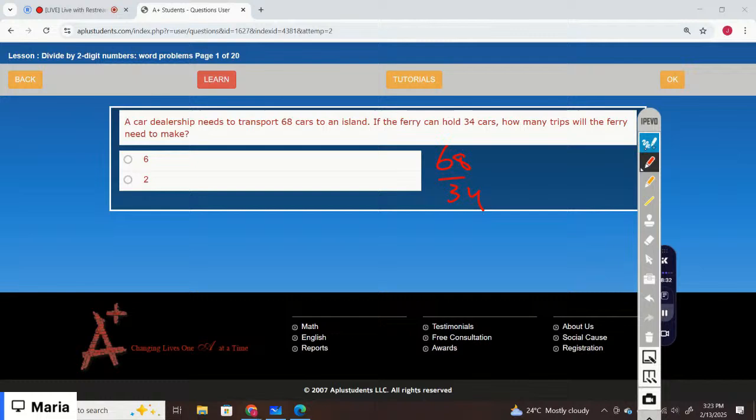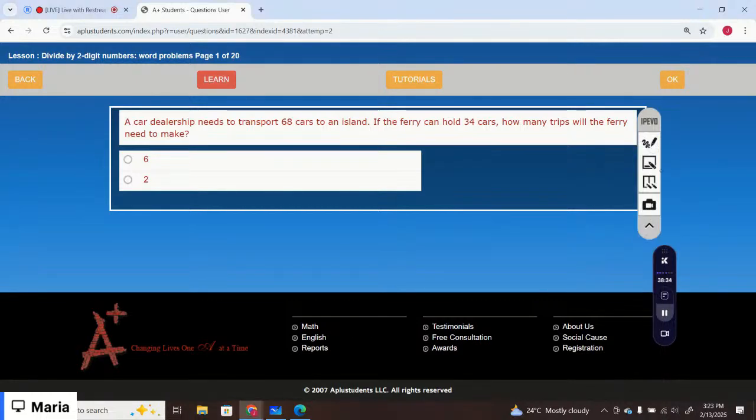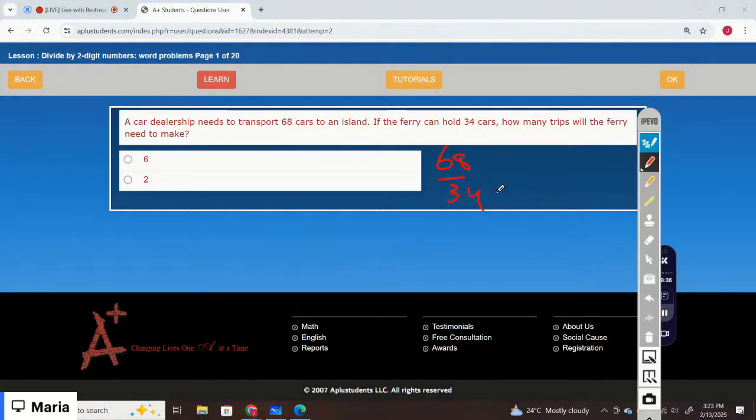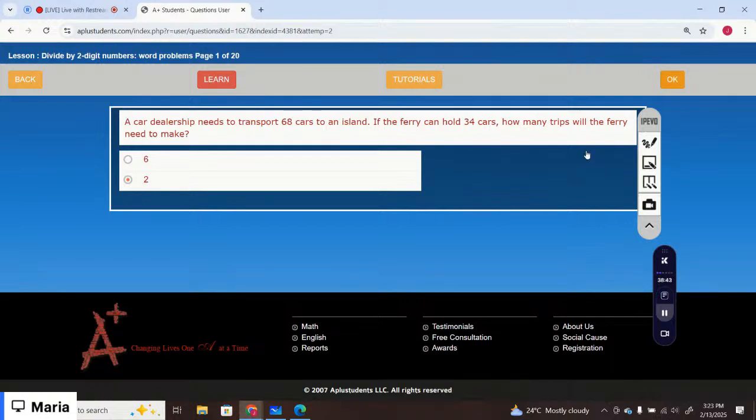So 34, you have to divide 68 by 34. So 34 times 2 is 68. The correct option is 2. Option number 2 is the correct option.